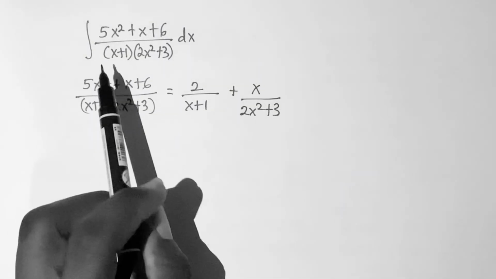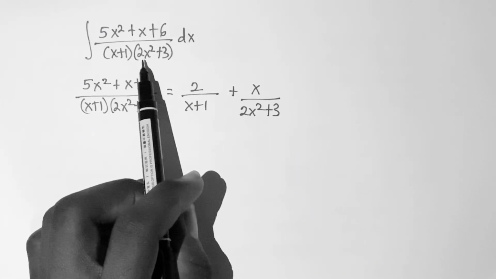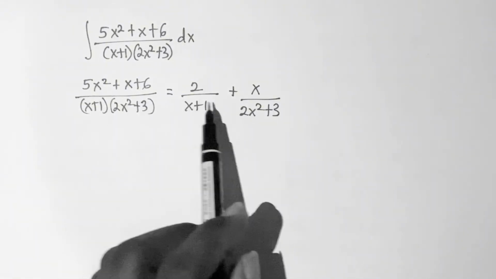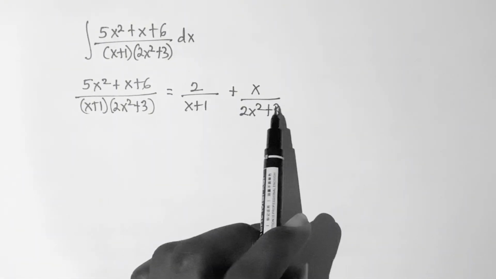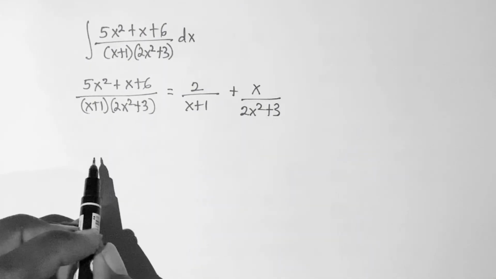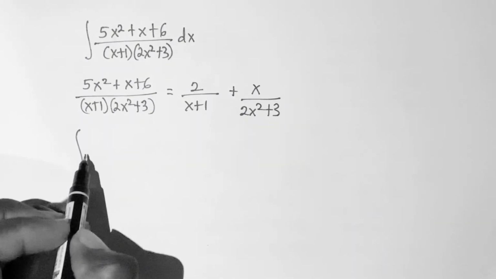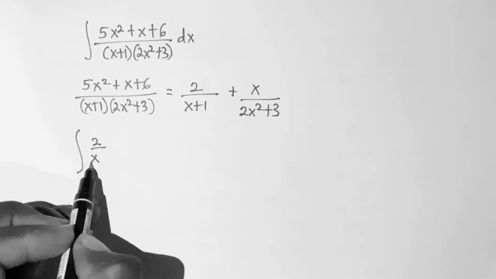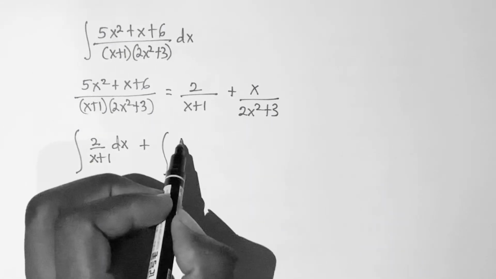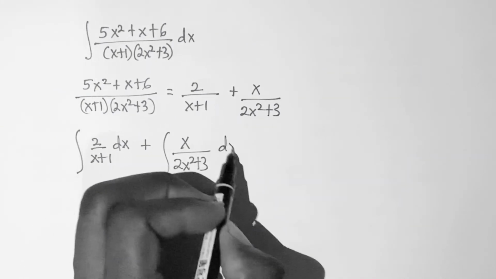We are talking about integrating 5x squared plus x plus 6 divided by bracket x plus 1 times bracket 2x squared plus 3 dx. And we'll be able to express the rational function as 2 divided by x plus 1 plus x divided by 2x squared plus 3. So it implies that this integral becomes the integral of 2 divided by x plus 1 dx plus the integral of x divided by 2x squared plus 3 dx.